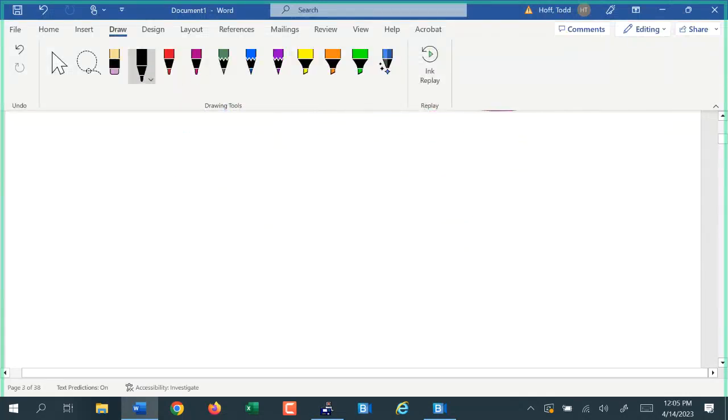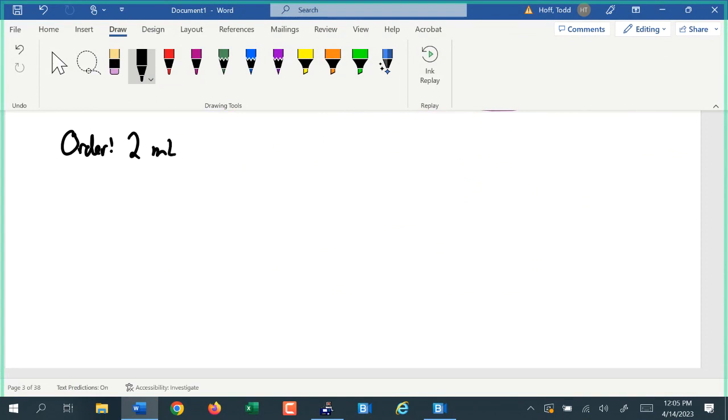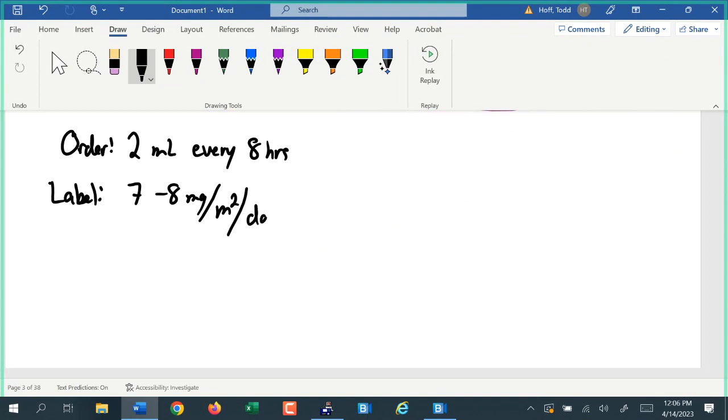So now, as promised, we'll move on to body surface area. So let's look at an order that is 2 milliliters every 8 hours. And for a label on our supply that says 7 to 8 milligrams per meter squared. So this is body surface area. We're looking at square meters of surface area rather than pounds of weight or kilograms of weight. And that's per day. And it is constituted as 5 milligrams in 4 milliliters.